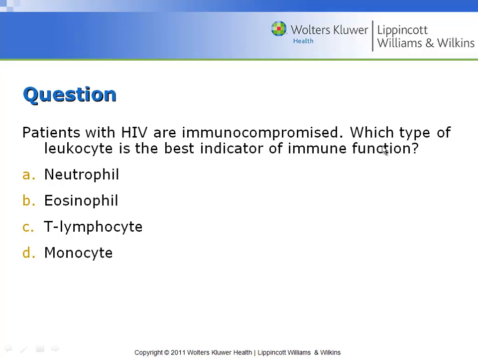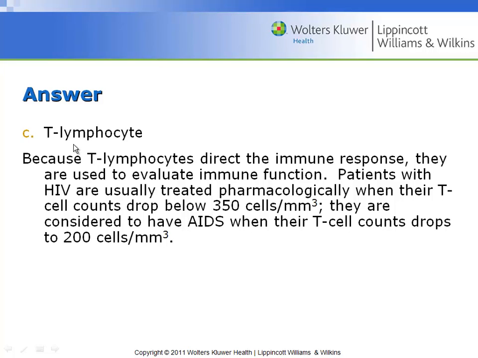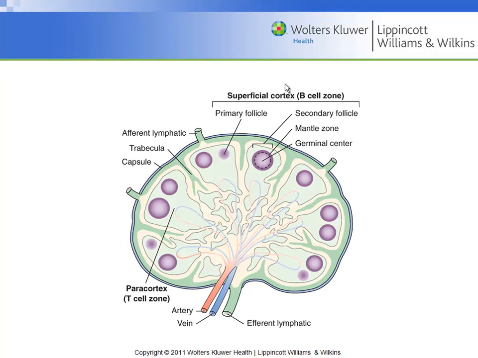Which type of leukocyte is the best indicator of immune function? So they give you some choices: neutrophil, eosinophil, T lymphocyte, and monocyte. And we'll see T lymphocyte. They direct the immune response. So they let us know how the immune system is working, and patients with HIV are treated when their T cell counts drop below a certain amount. And then acquired immune deficiency syndrome arises when their T cell counts drop even lower and they start to get opportunistic infections. In other words, people getting sick with things that they would not normally have gotten sick with, but it's their suppression of their immune system that's caused this.